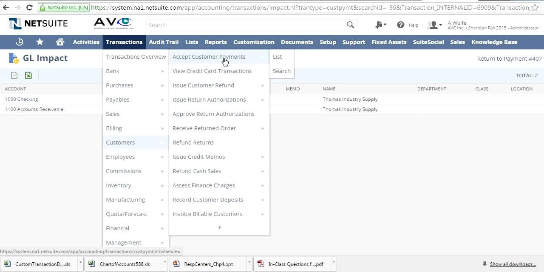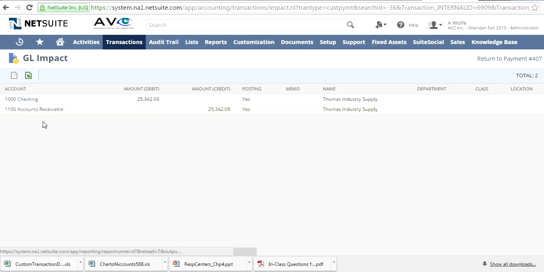You can accept your customer payments through the customers module, so that you ensure that the transaction of the receipt of payment is directly linked to the invoice. Then you don't have to worry about entering a journal entry to the control account, which never then gets linked to the subledger account. So that's a really common issue with reconciliation.